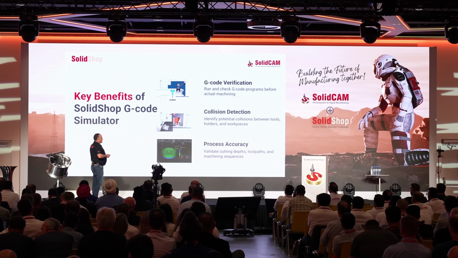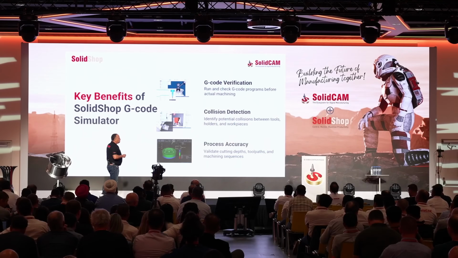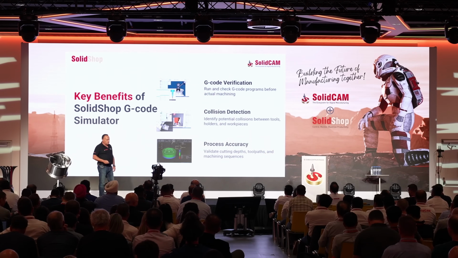So to summarize, the benefits of the G-code simulator of SolidShop. First, we run and check the G-code program before actual machining. This is one big advantage. The second one, it identifies potential collisions between tools, holders, and workpieces. And another thing is to validate cutting depths, tool paths, and machining sequences.